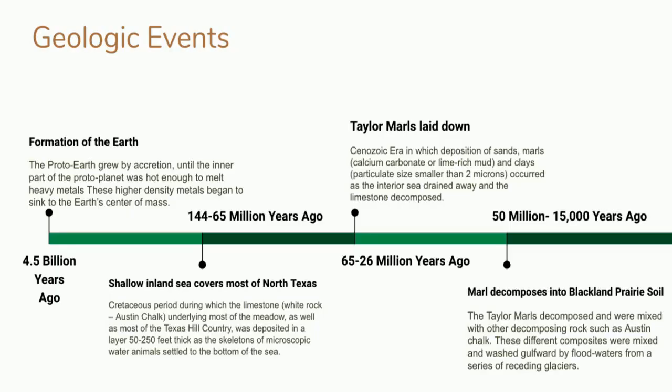We can look back millions of years from the early formation of our planet to gain understanding about the origin of ecoregions, which determines soil, rock, and sediment formations that settle into the area we now know as the Blackland Prairie.